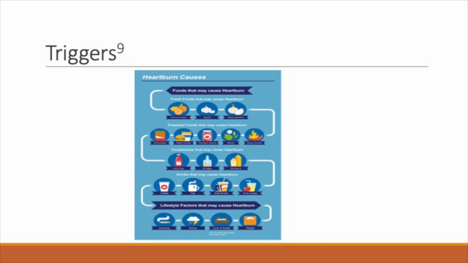So some triggers of GERD are acidic food, such as spicy food, ketchup, citrus fruits like oranges. Also, stress can trigger heartburn. So this is an image with the most common triggers that can cause heartburn.